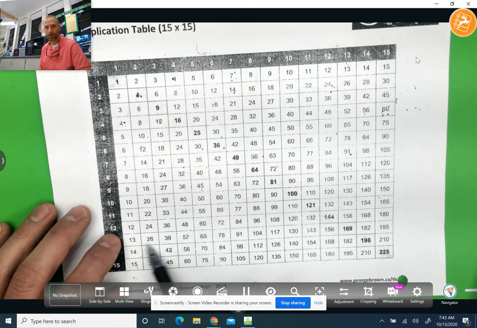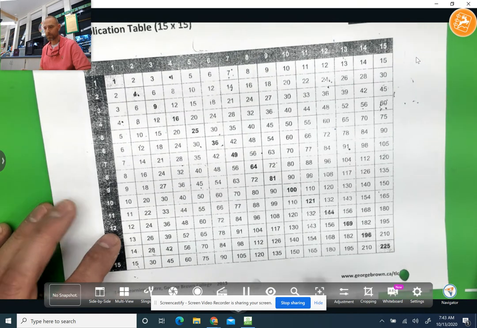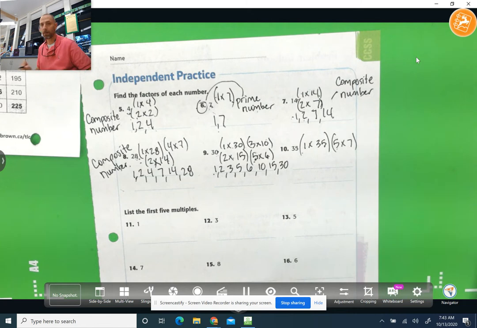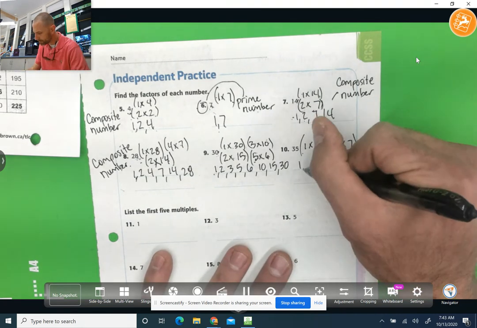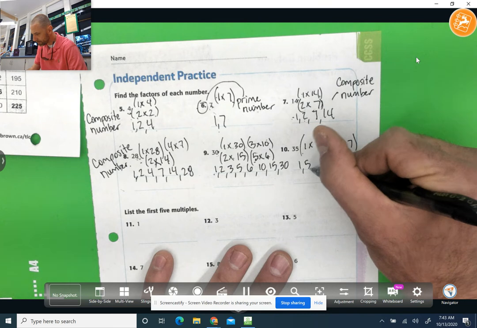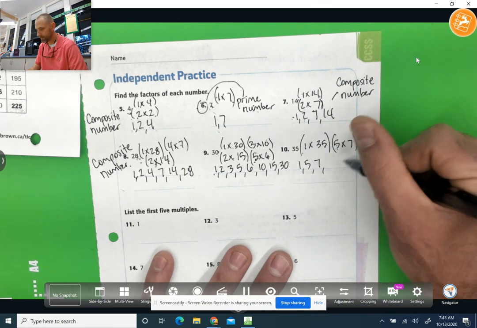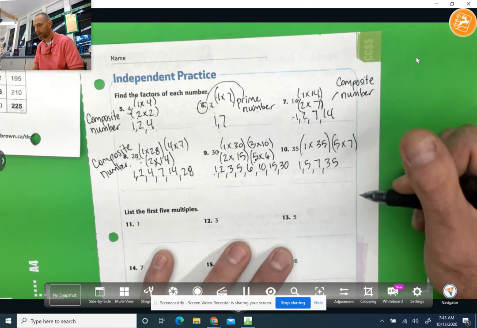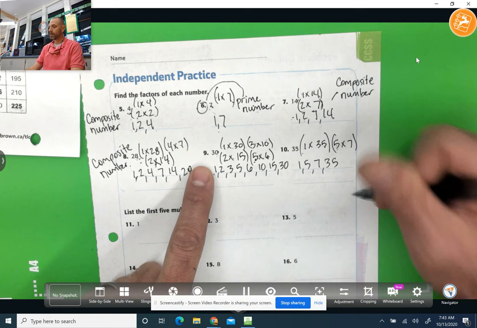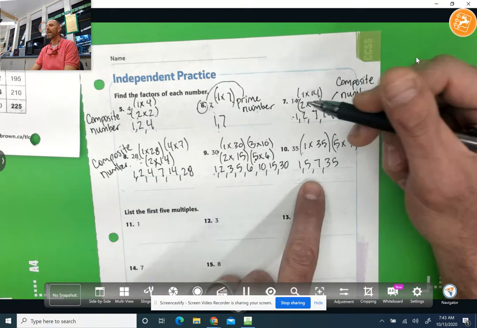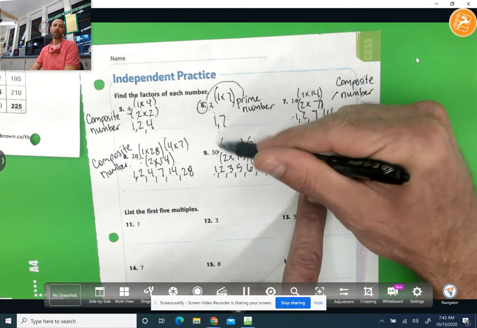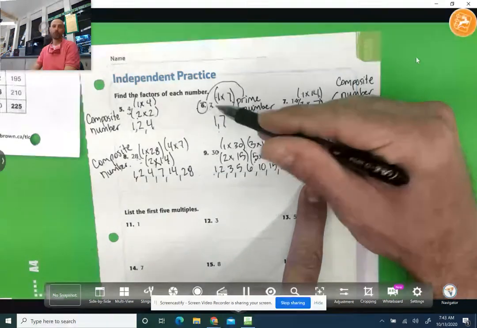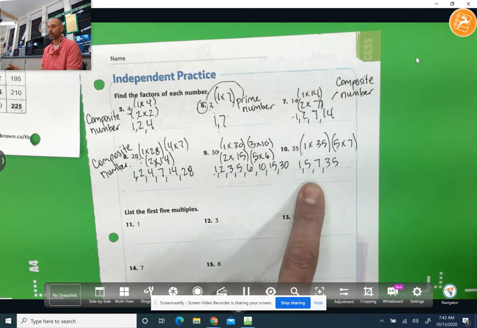Looking for 35. Okay. We have found the factors of 35: 1, 5, 7, and 35. Okay. So look, 9 and 10, those are heavy with factors, right? The only prime number we found was the number 7 because it only had 1 and itself.